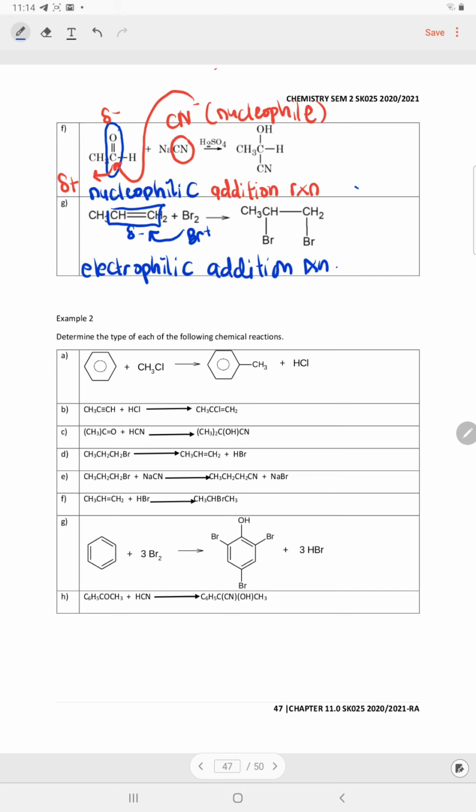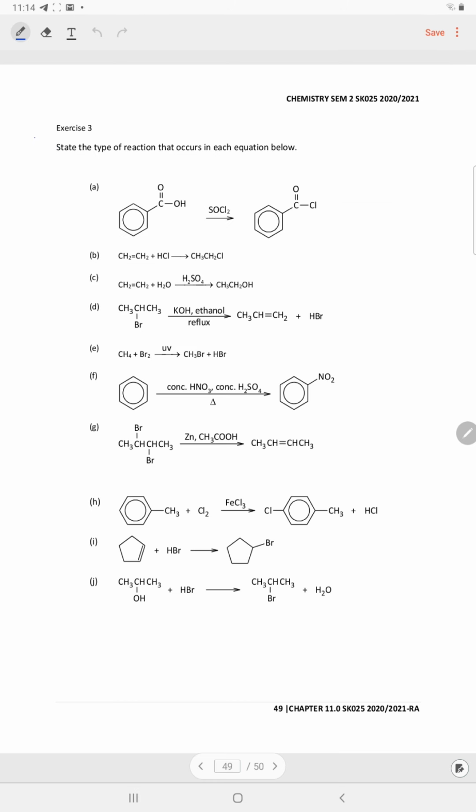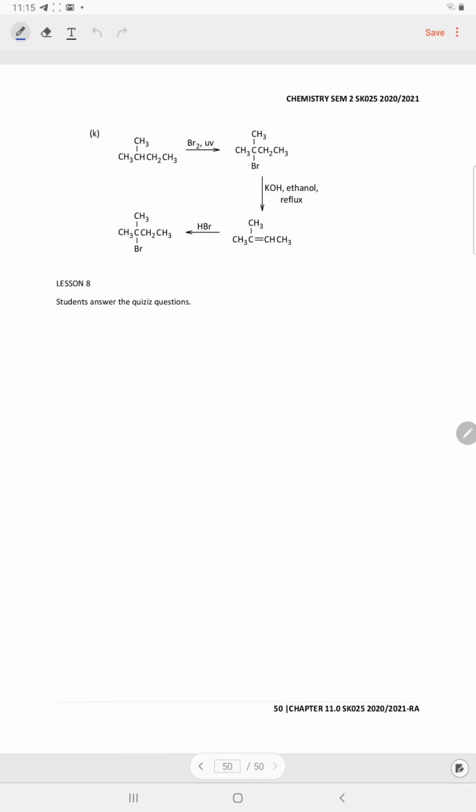So your task must be to complete example number 2, exercise number 1, exercise number 2, and also exercise number 3. So we have exercise number 3 at the end of the year. For next time we will discuss according to the quiz questions.